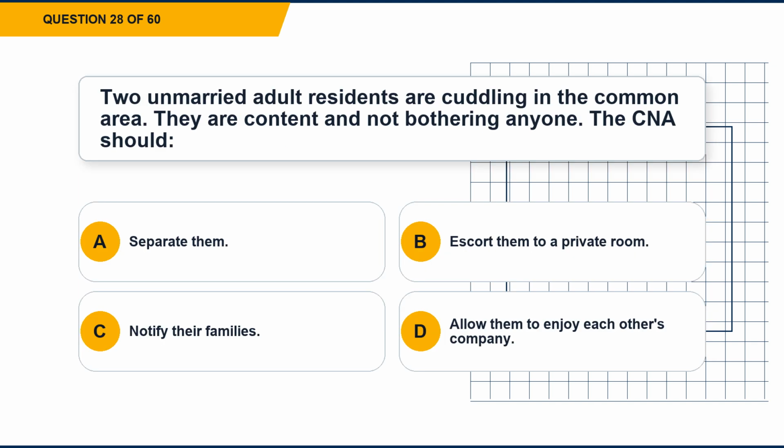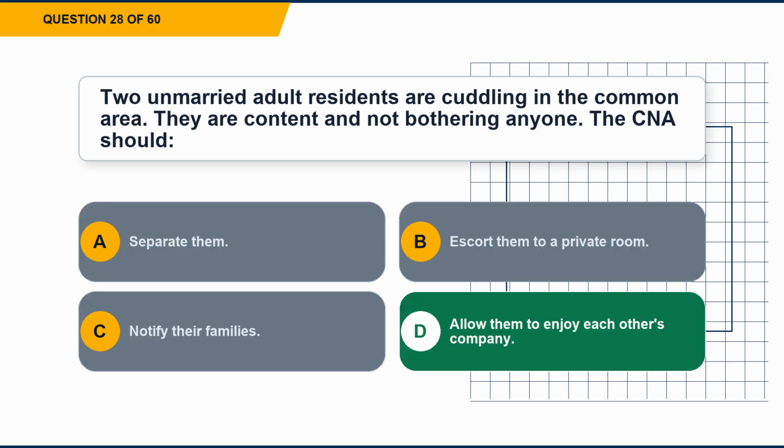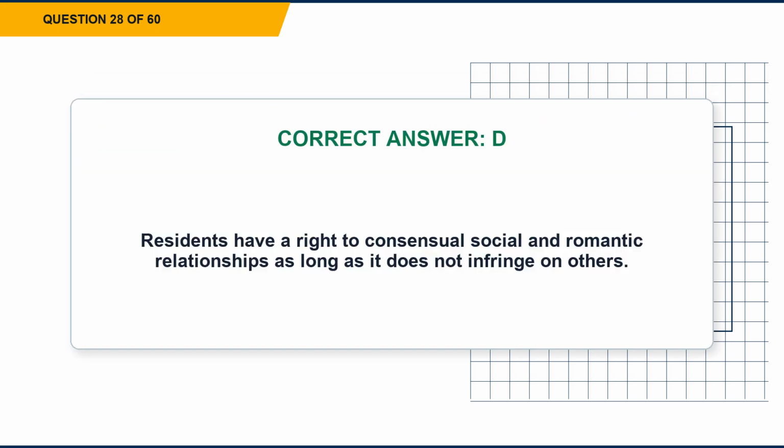Question 28. 2 unmarried adult residents are cuddling in the common area. They are content and not bothering anyone. The CNA should: Option A, separate them. Option B, escort them to a private room. Option C, notify their families. Option D, allow them to enjoy each other's company. The correct answer is option D, allow them to enjoy each other's company. Explanation: residents have a right to consensual social and romantic relationships as long as it does not infringe on others.